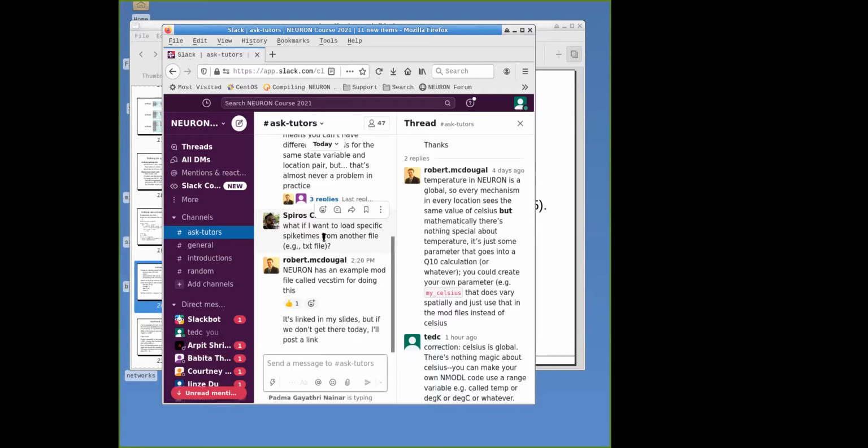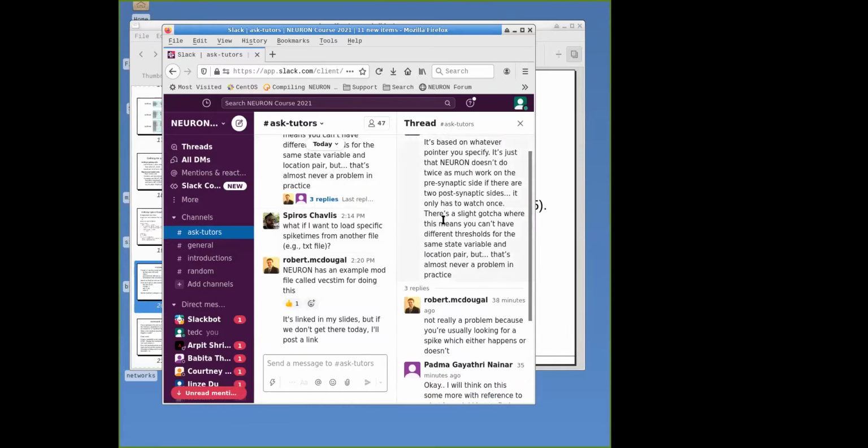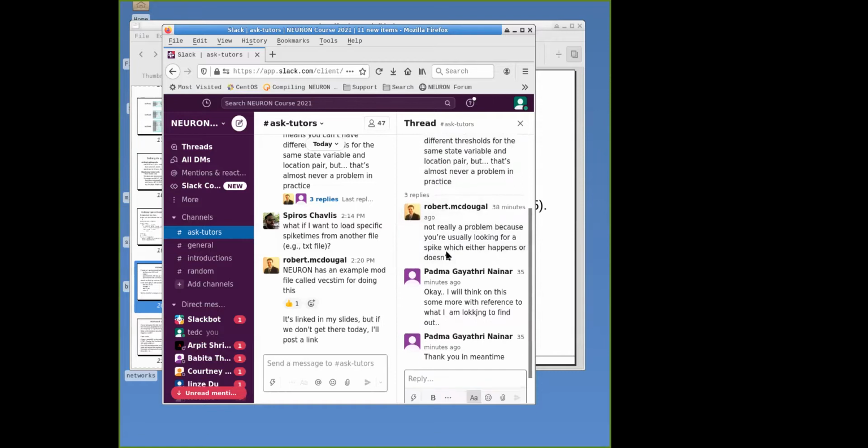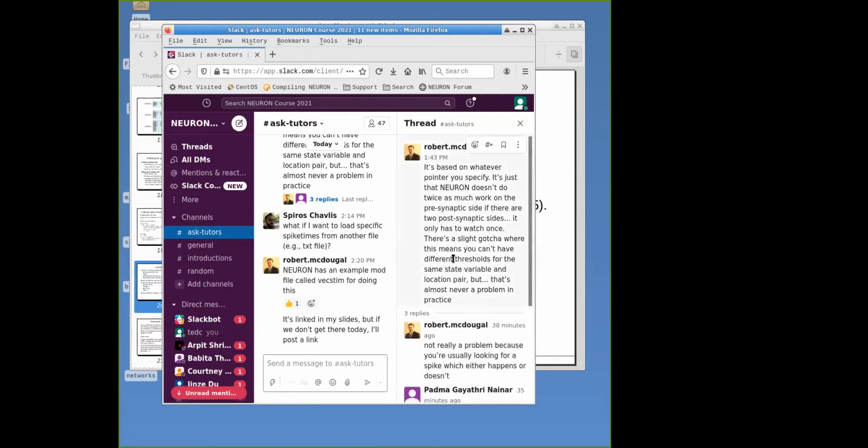VecStim, yes, specific spike times, yes, good. So it's not a situation that's going to arise. If you have a situation that needs that to be done, come up with a biologically meaningful circumstance, and we'd be glad to address it. But I don't think it's a real problem.